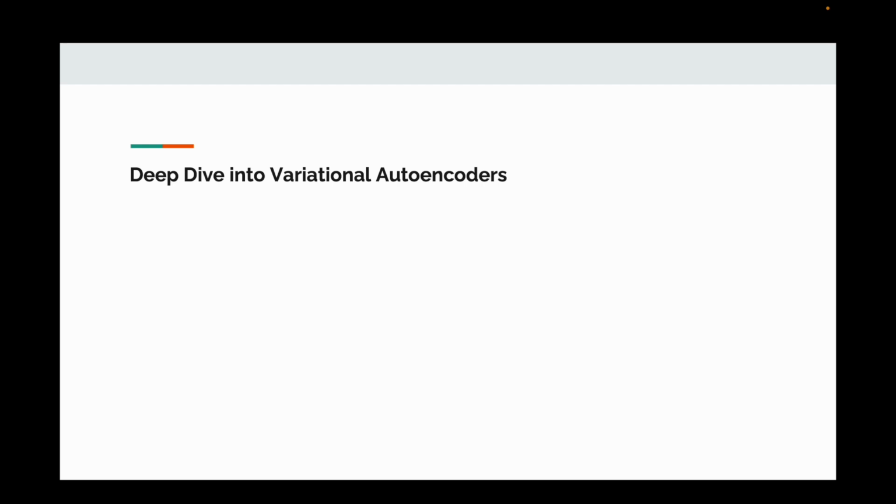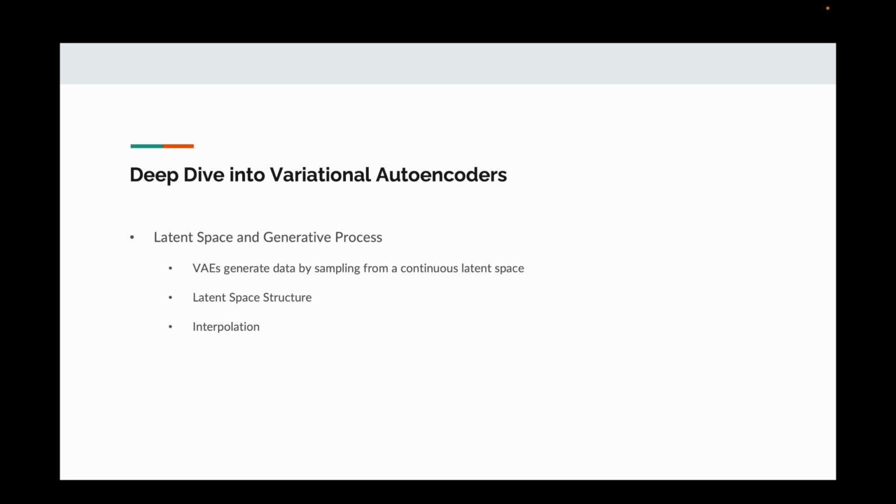Let's look at the latent space and generative process. VAEs generate data by sampling from a continuous latent space, which enables them to produce novel variations of the input data. The latent space structure, where the KL divergence term pushes the latent variable z to follow a normal distribution, results in a well-organized latent space where similar points correspond to similar data. We also have interpolation: a structured latent space allows smooth interpolation between points, enabling the generation of new data by interpolating between existing samples in the latent space.